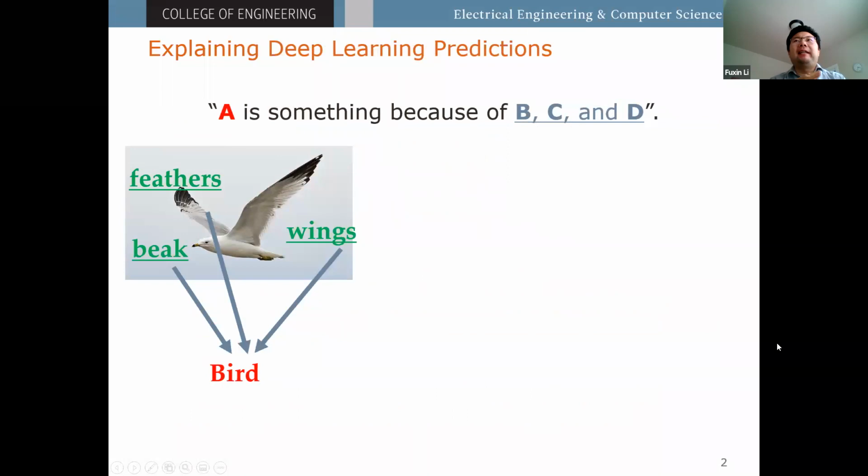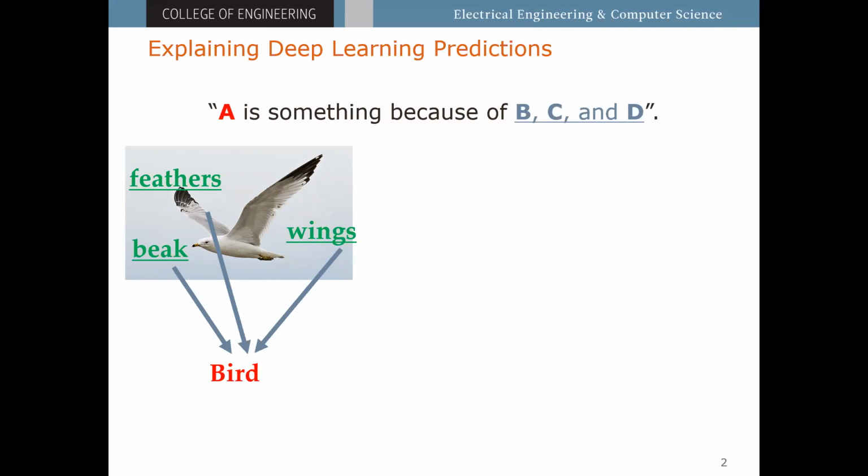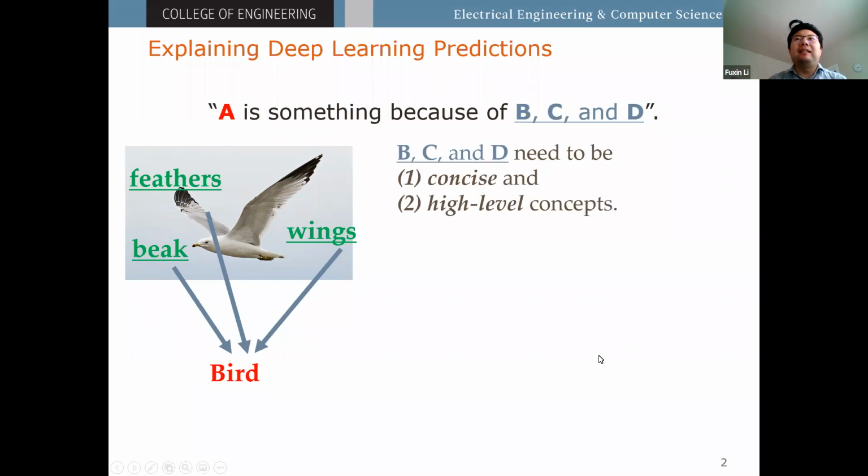At the very beginning, we looked at how people make explanations. The simplest, most straightforward explanations people make are in dictionaries, which usually are of this form: A is something because of B, C, D. For example, this is a bird because it has feathers, wings, and a beak. Usually we can see that B, C, and D are concise, high-level concepts. They have their own semantics.